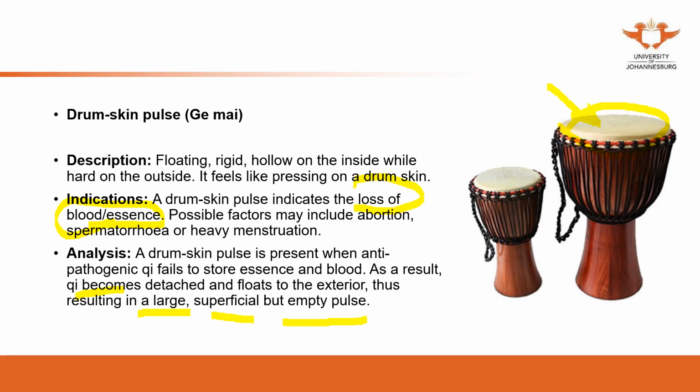So as you can see, the reason why we put these four pulses together is that these four pulses are similar. They are similar because they are all from the superficial level. But the difference is with roots or without roots, and whether the tension you feel on top is soft or tense as in the drumskin. So that's the difference.